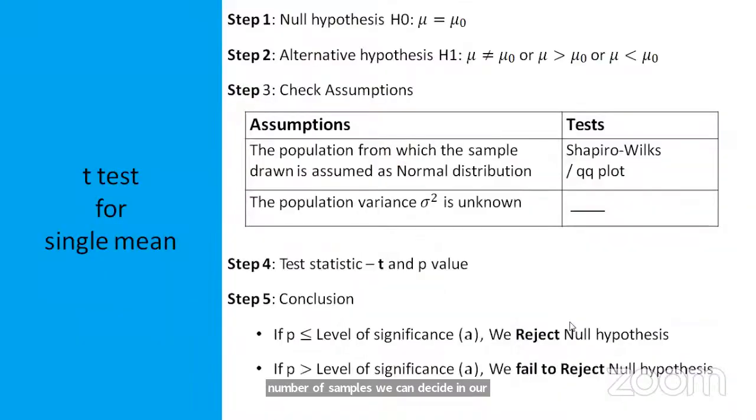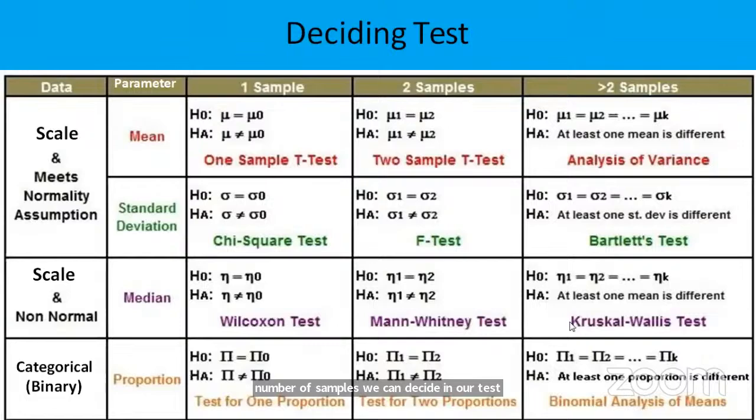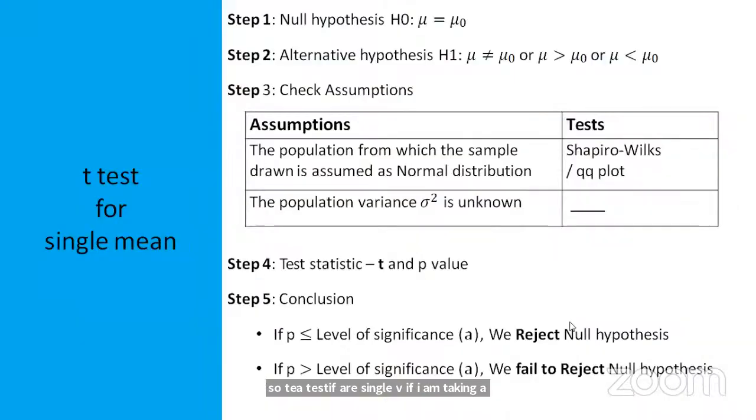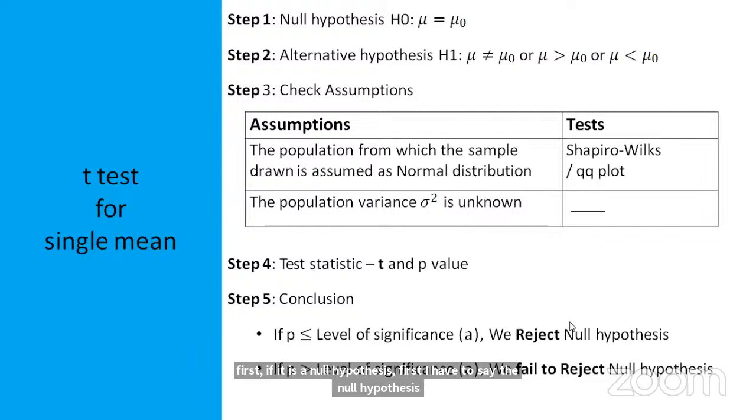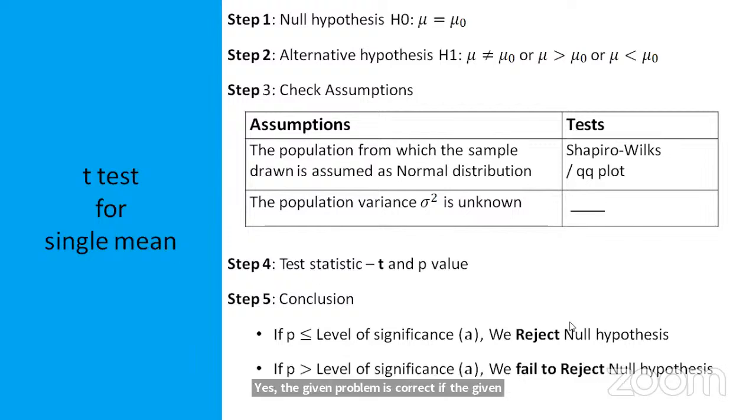So, the t test for a single mean. If I am taking a single mean, only one mean value, I can go with these steps. What are the steps I have to follow? First, I have to set the null hypothesis: the given assumption is correct, so I say mu equals mu naught. Next, the alternative hypothesis: I say mu not equal to mu naught.